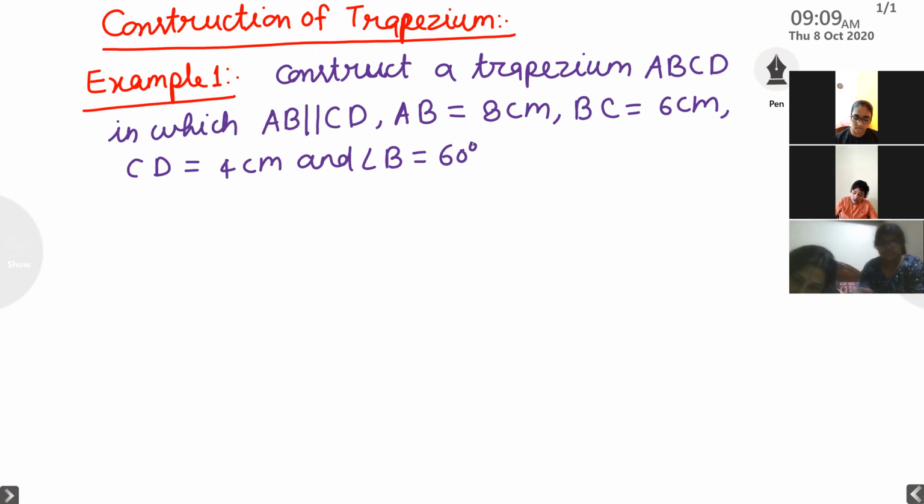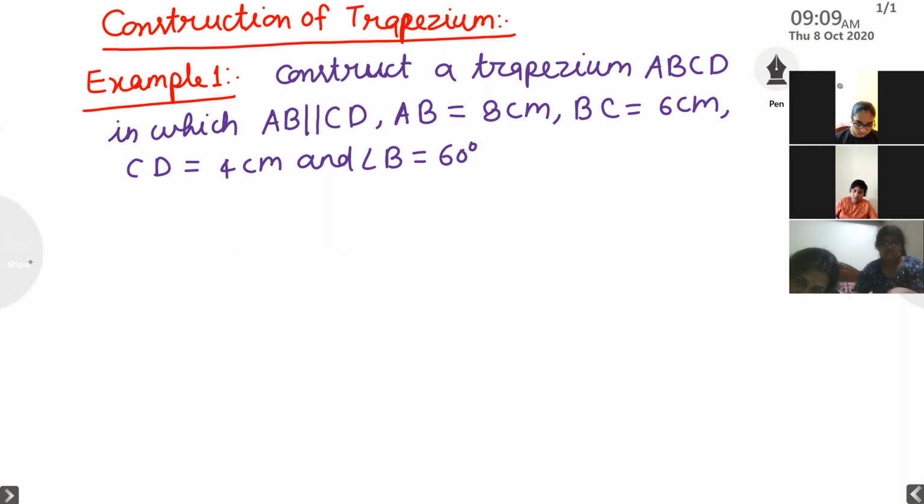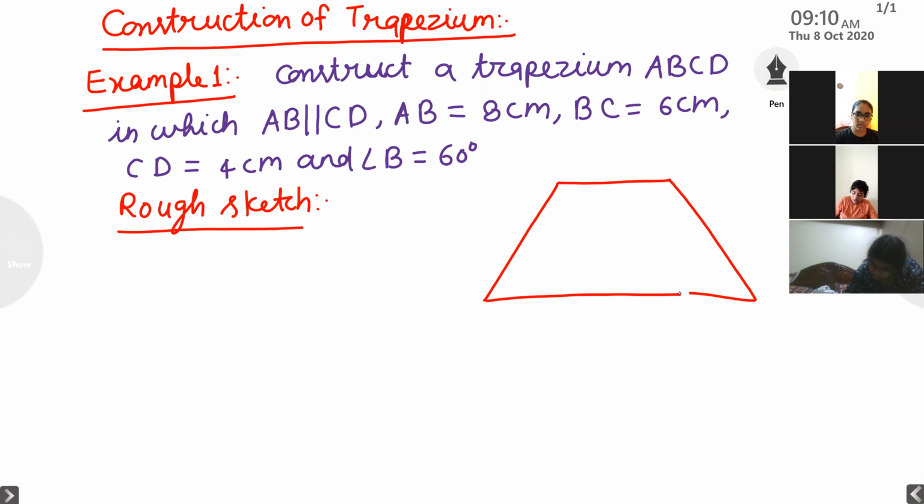If I want to do construction, firstly I want to draw rough sketch. If we know rough sketch, easily we can do construction. ABCD is a trapezium, right?